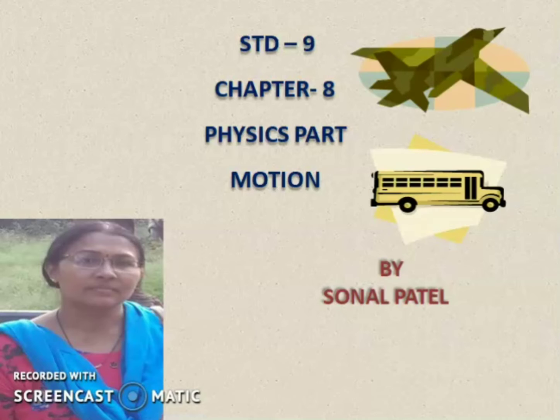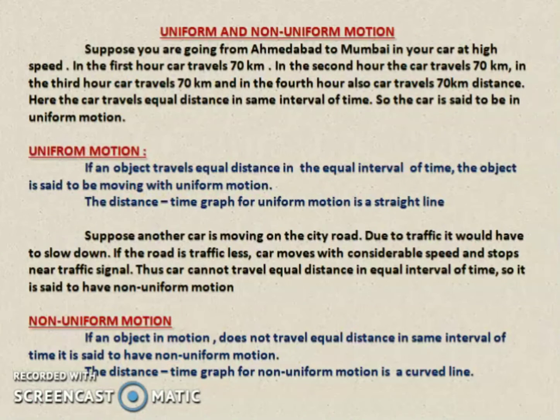Today we will see part 2 of chapter 8, Motion. In this part we are going to discuss uniform and non-uniform motion. Suppose we are going from Ahmedabad to Mumbai in a car at high speed.